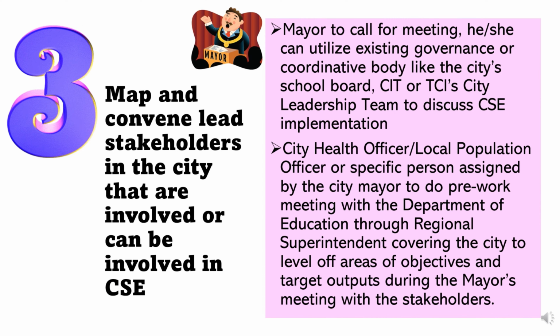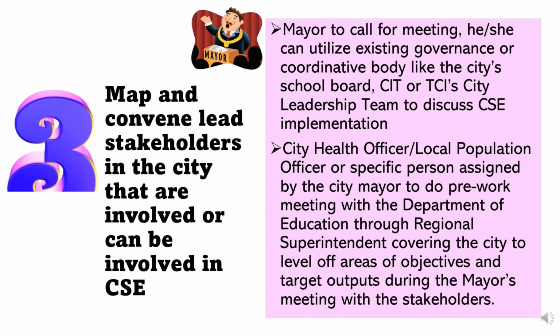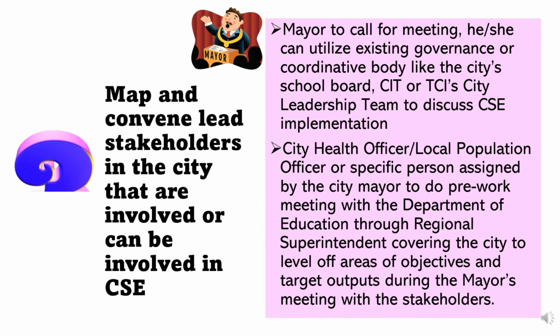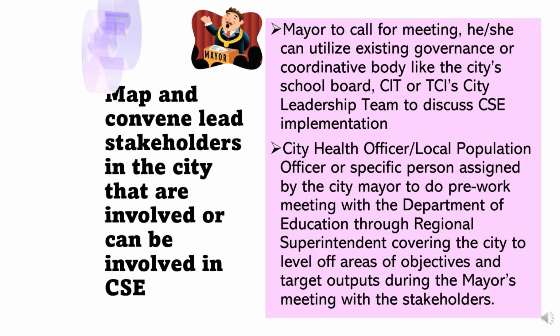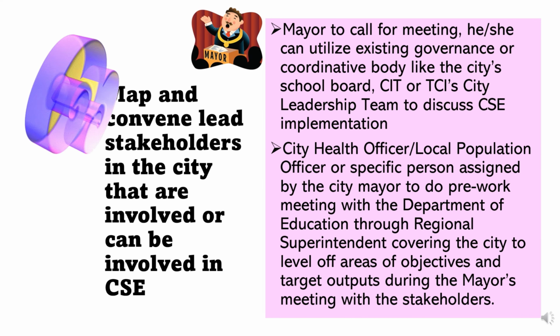Step 3. Map and convene lead stakeholders in the city that are involved or can be involved in CSE. Mayor to call for meeting. She can utilize existing governance or coordinative body like the city's school board, CIT or TCI's city leadership team to discuss CSE implementation. City health officer, local population officer or specific person assigned by the city mayor to do pre-work meeting with the Department of Education through regional superintendent covering the city to level off areas of objectives and target outputs during the mayor's meeting with the stakeholders.